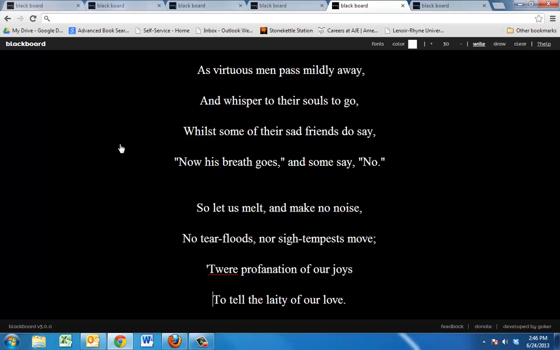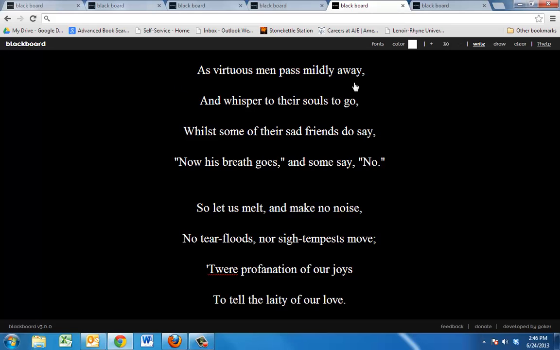These are the first two stanzas of John Donne's poem, A Valediction Forbidding Mourning. As virtuous men pass mildly away and whisper to their souls to go, while some of their sad friends do say, now his breath goes, and some say no. So let us melt, and make no noise, no tear floods, nor sigh tempests move. 'Twere profanation of our joys to tell the laity of our love.